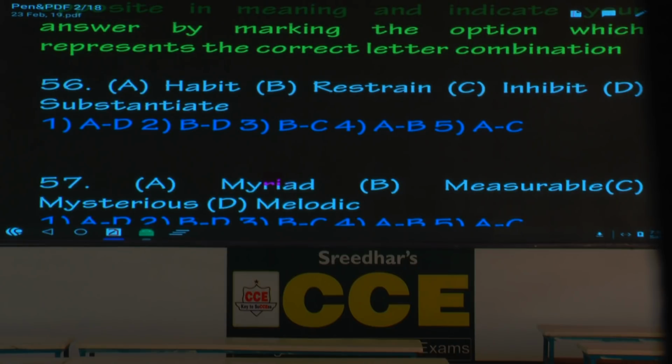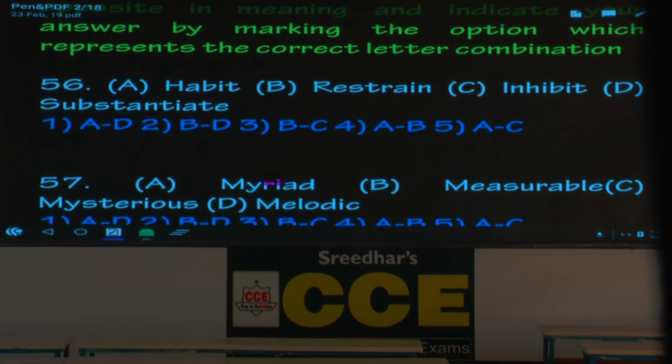Now substantiate, that's an important word. Please write the meaning. Substantiate means to justify or to give examples. Substantiate your statement. Give examples. Justify. That's an important word. Now what do you think the answer is? B, C. Which option says that? Third option is the answer.